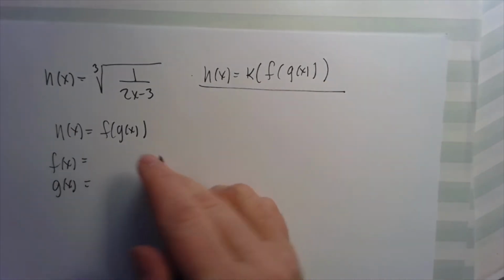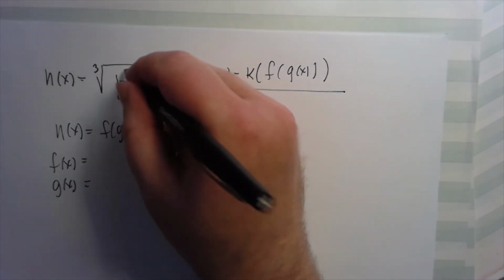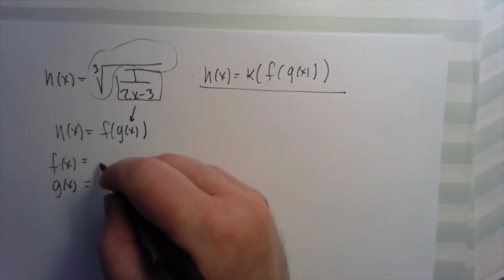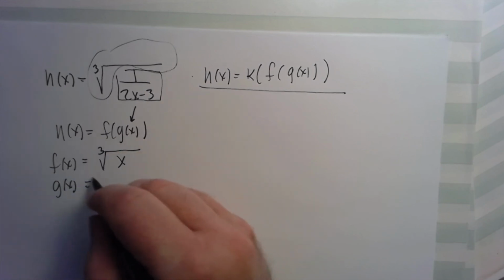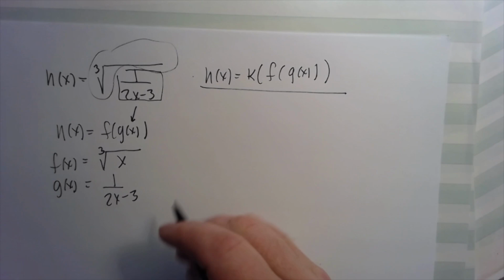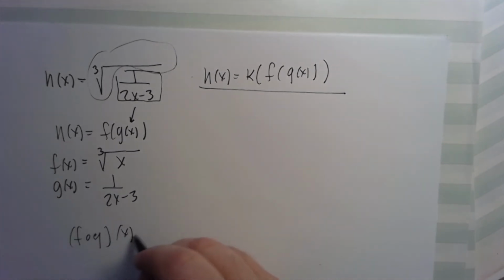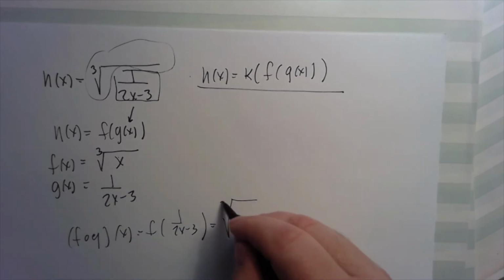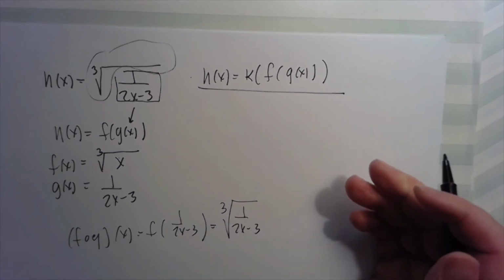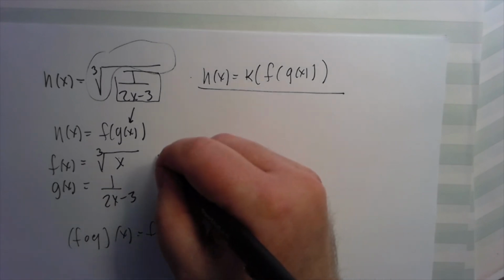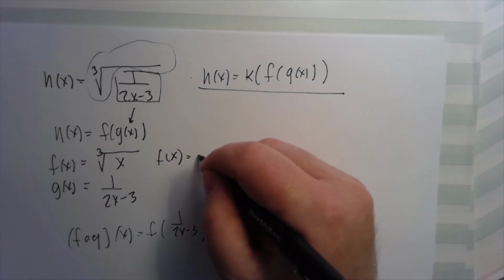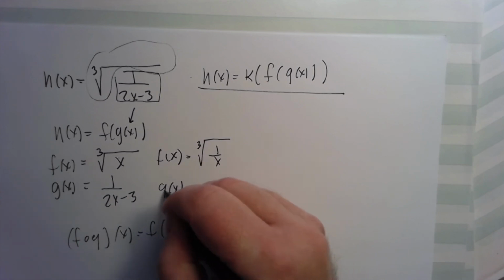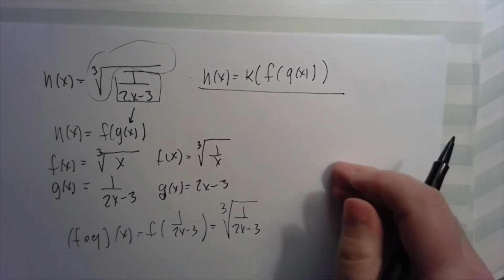So here I could have this one as my inside, that's the g, and then this piece, that's the f. So my f would be cube root of x, and my g is 1 over 2x minus 3. If I compose those together, f composed with g of x, I have f of 1 over 2x minus 3, and I plug that in here, and I get something like that, which is what we have. I could have done it, because there's really several ways of doing this. I could have said my f was 1 over x cubed, and then my g of x is just 2x minus 3. Again, I'm going to get the same thing I have here.